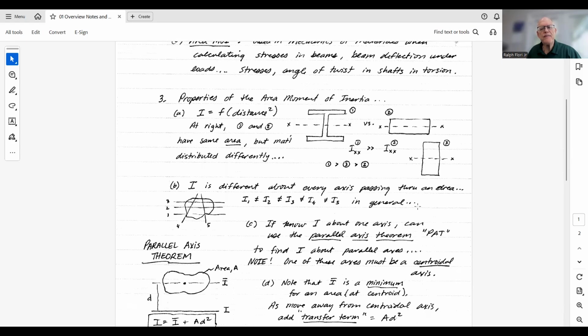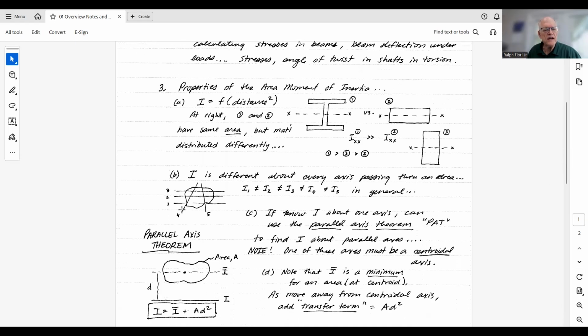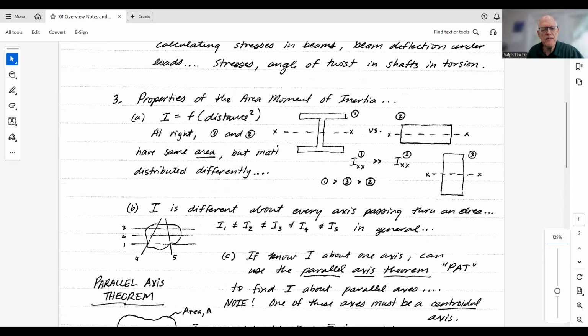So I is different about every axis that passes through an area. If you have a general area, you've got an axis 1, an axis 2, an axis 3, an axis 4 at some angle, or an axis 5 at some other angle. In general, the area moments of inertia about all of these axes will be different from one another.